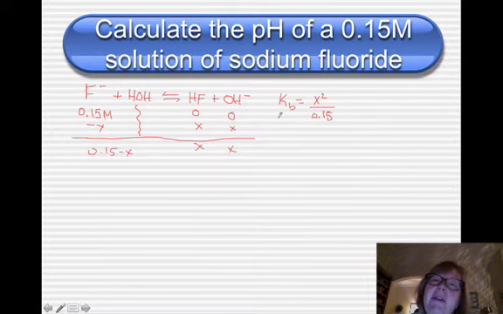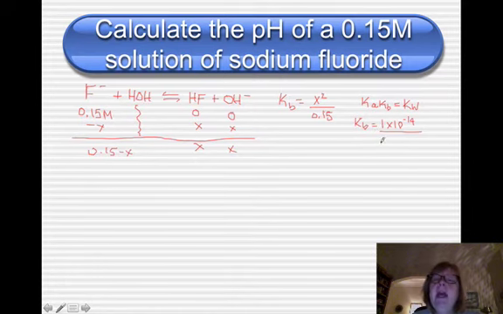All right, but we don't have a Kb for fluoride, but we do have the Ka for hydrofluoric acid. And if you remember this relationship, the Ka times the Kb equals Kw. So if I wanted the Kb, I would set it equal to Kw, which is 1 times 10 to the negative 14th, and we're going to divide that by the Ka of hydrofluoric acid. So go into your acid-base table, and when I looked that up, it is 6.8 times 10 to the negative 4th.